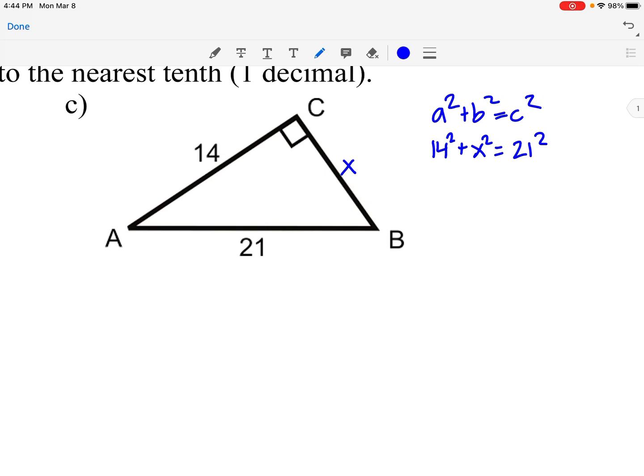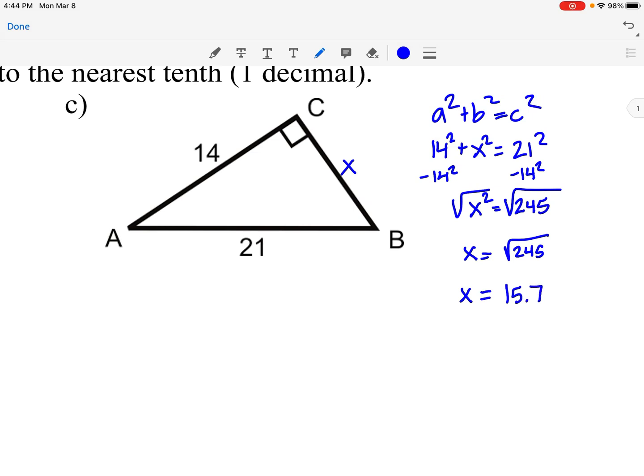So I solve that. I subtract the 14 squared from both sides. I get x squared equals 245. And then you just take the square root of both sides. If you are asked to answer this in an exact answer, it would be the square root of 245. That is exactly what the right answer is. But if you're asked to round, you type that in your calculator, get the decimal, and round to the nearest tenth in this case. So 15.7 is our missing side.